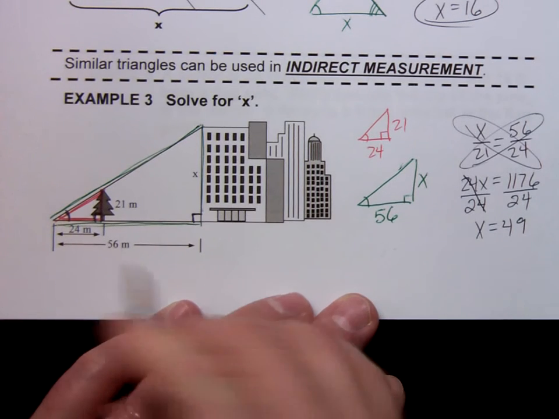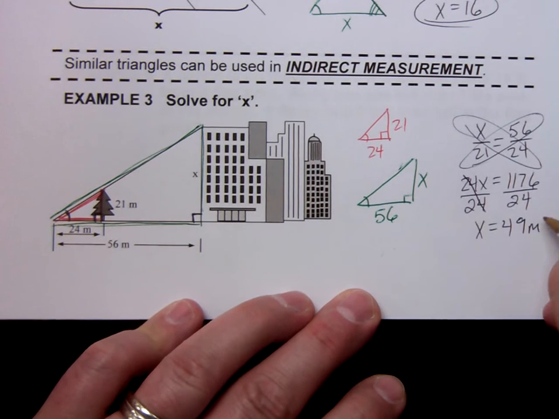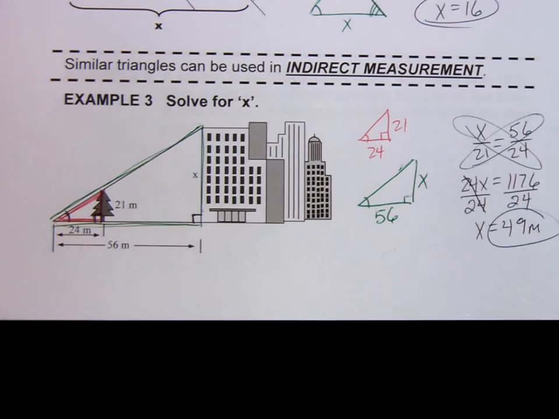And the units over here were in meters, so the height of that building is 49 meters. All right, let's look at the next problem.